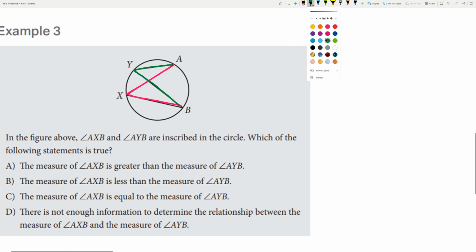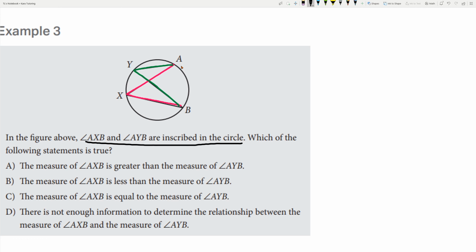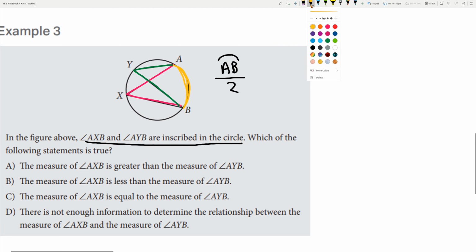So recall from geometry that if you have angles inscribed within a circle, such as AXB and AYB, their measure is going to be equal to the arc that is opposite of them. So in this case, it's arc AB over 2. So since AYB and AXB are both inscribed and opposite the same arc, which is AB, then we can infer that they're going to be equal.